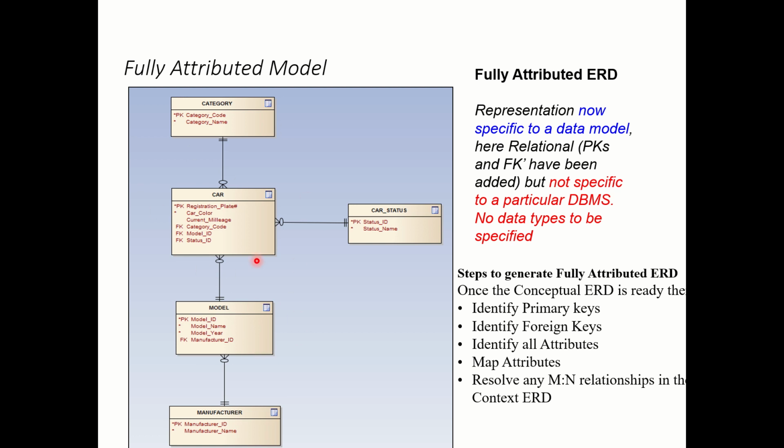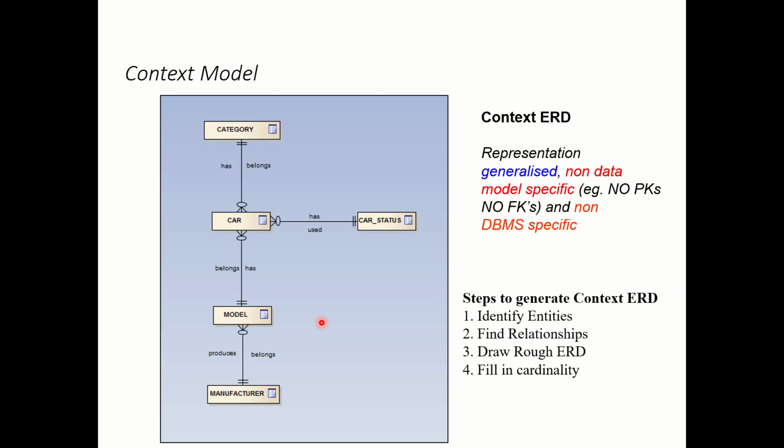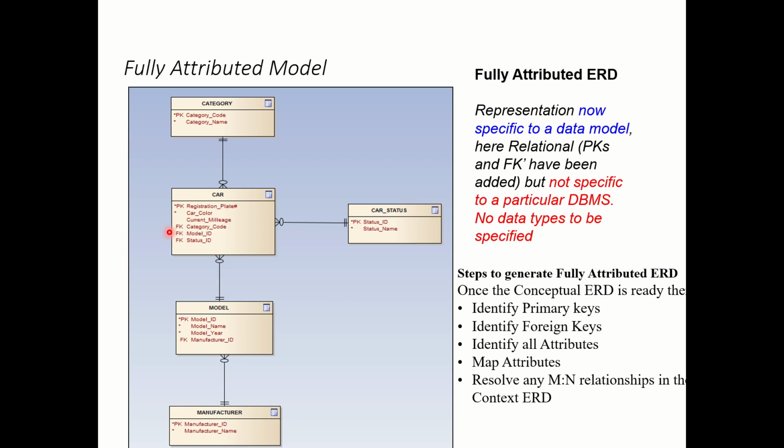And if there is any many-to-many relationship identified, we will not be resolving it in the contextual model; we will simply identify the many-to-many relationship. But in the fully attributed model, say if you have customer and order, or some relationship like that with a many-to-many relationship, then you have to resolve that by coming up with a composite entity. That has to be done at the fully attributed model. Once you have done the fully attributed model, then you can move on to the physical model.